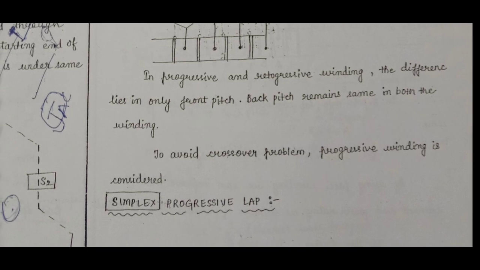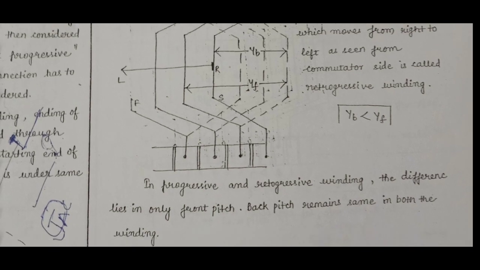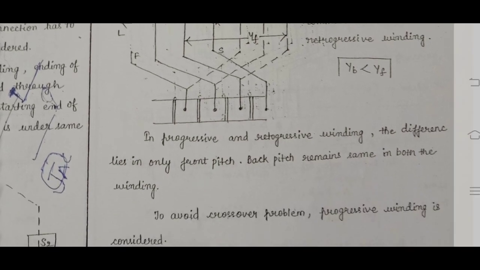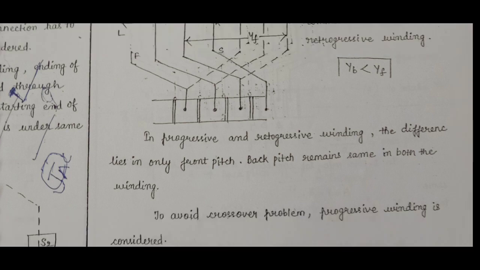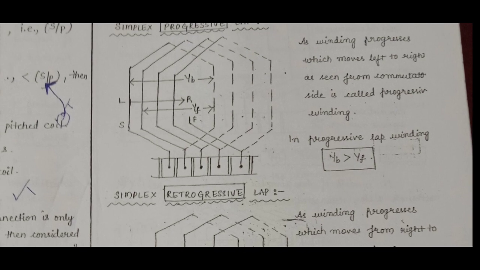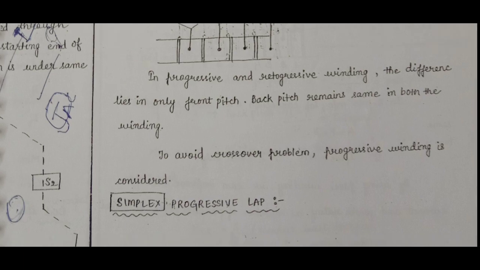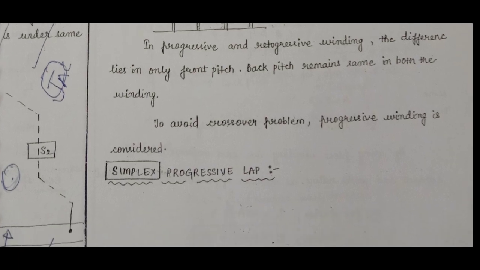In progressive and retrogressive windings, the difference lies only in the front pitch. The back pitch remains the same in both windings. So the front pitch and back pitch are different. The retrogressive winding moves from right to left and the progressive winding moves from left to right.